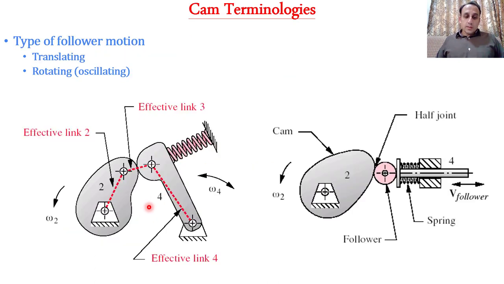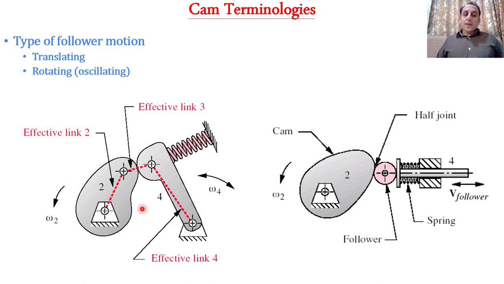If we look at this one on the left, what is happening? We have a cam which is rotating. Then we have a follower which is also rotating. So this cam follower mechanism is basically a modified form of a four bar linkage, in which this is link 2, this is the effective link 3, and this is link 4. We know how we can get this effective link. First of all, we have to draw the common tangent between these two curves, and then we have to draw the normal of that common tangent. In this way, we can get this effective link 3.